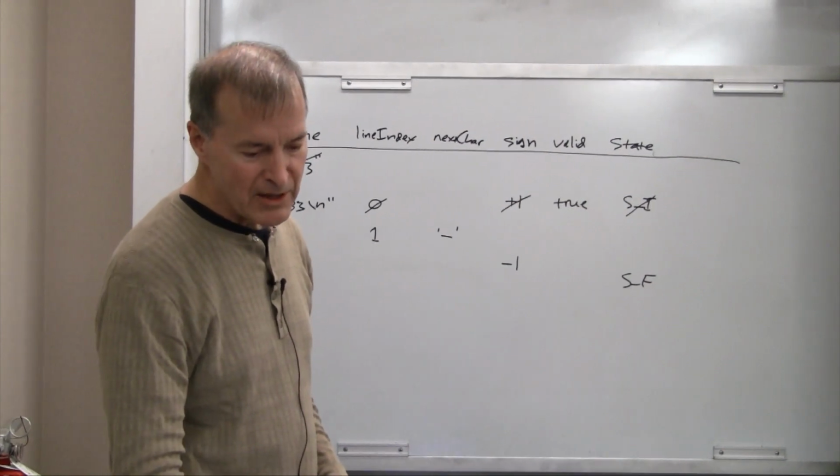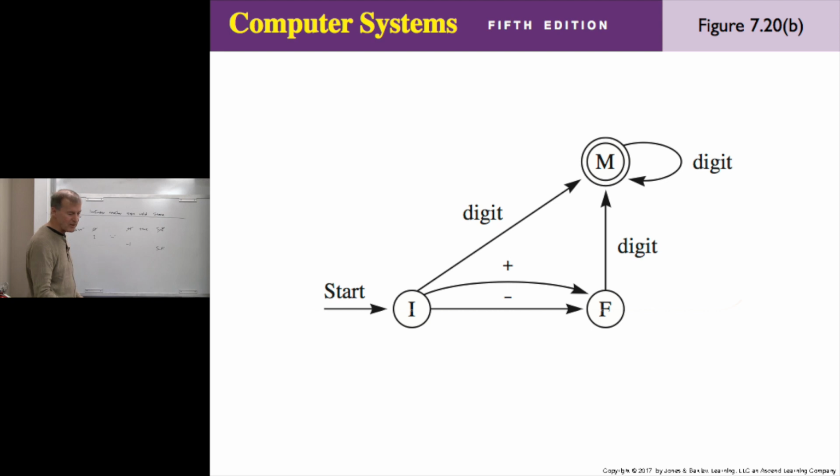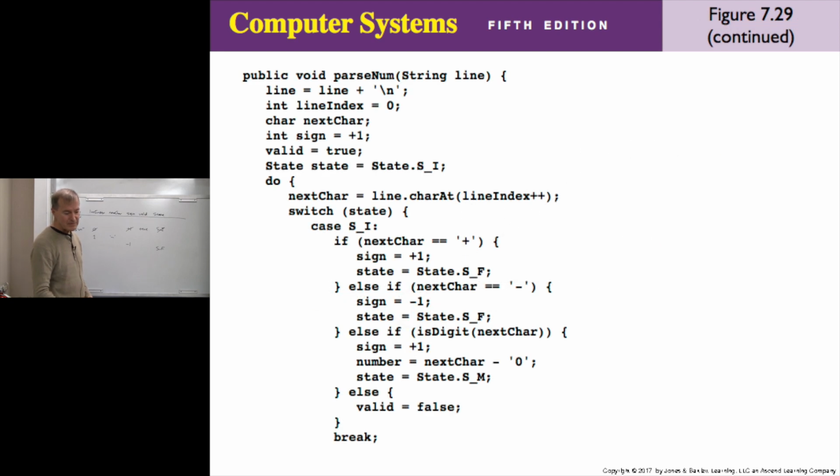And look, what does that correspond to in our finite state machine? What did we just do in figure 7.20b? We just went from where? I to F on a what? On a hyphen. Yeah, you see how we did it? You just look at the finite state machine, you see where you need to go, you just code it. Is everybody clear? This is how you're going to do it in your project. Okay? So, sign gets -1, state gets S F, and so now we skip the else if, we skip that, break. Are you with me?